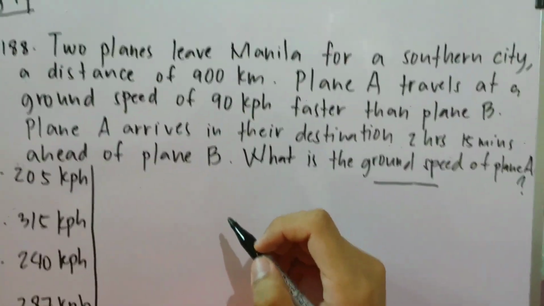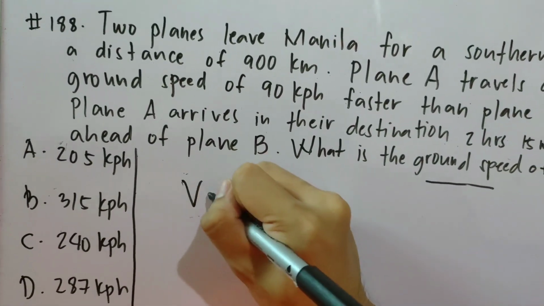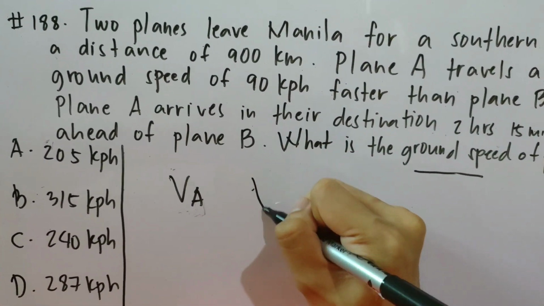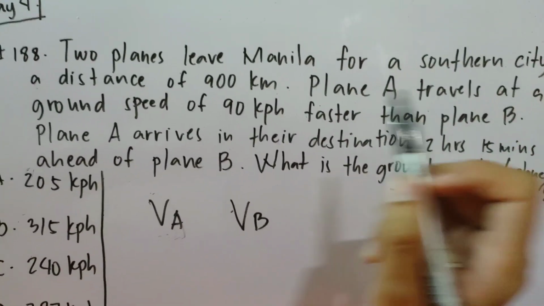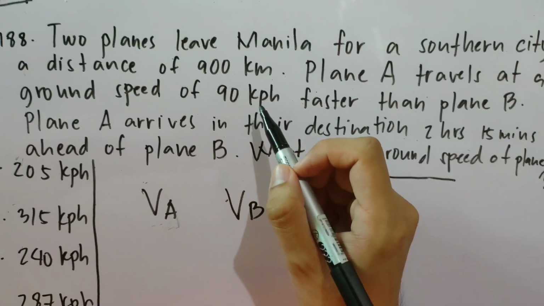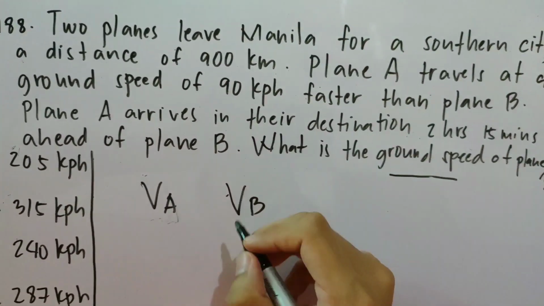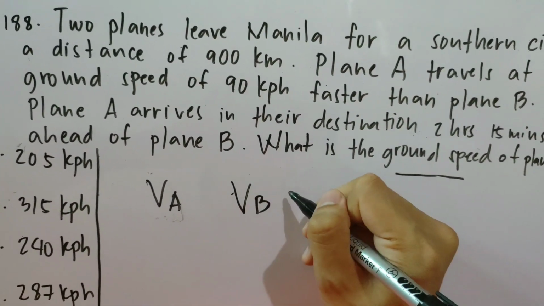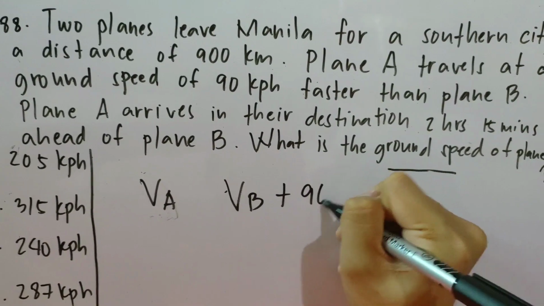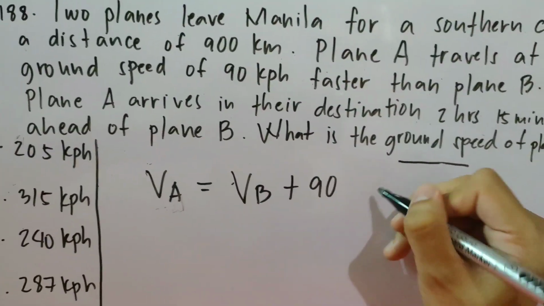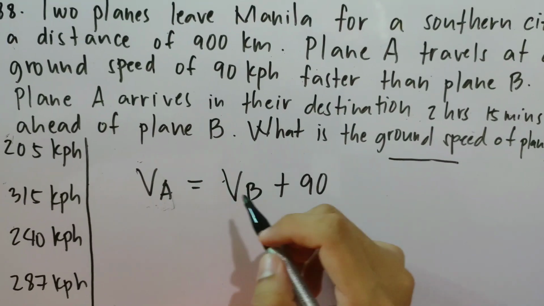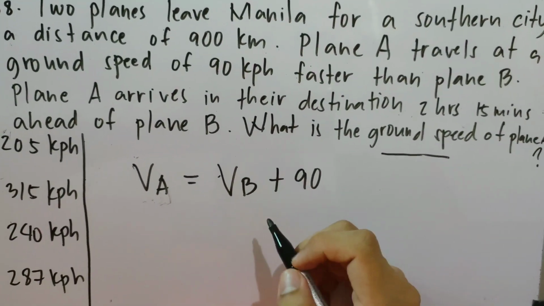So meron tayong dalawang velocities. Yung velocity ng A at yung velocity ng B. At sabi dito, plane A travels at a ground speed of 90 km per hour faster than plane B. So para maging equal tong mga to, dapat mag-add ka ng 90 kph sa velocity ng B or VB. So ito yung first equation natin. VA is equal to VB plus 90 km per hour.